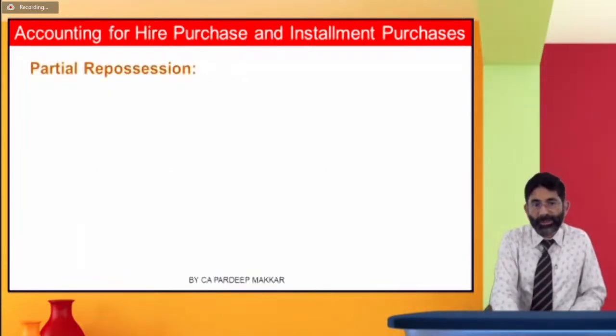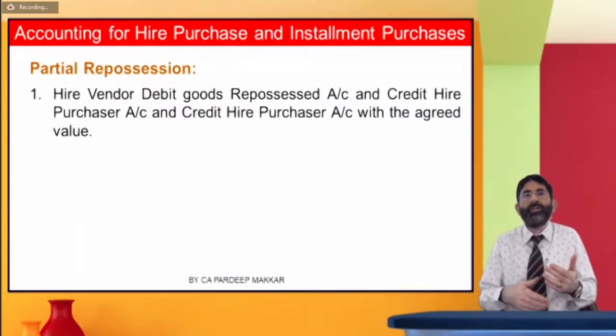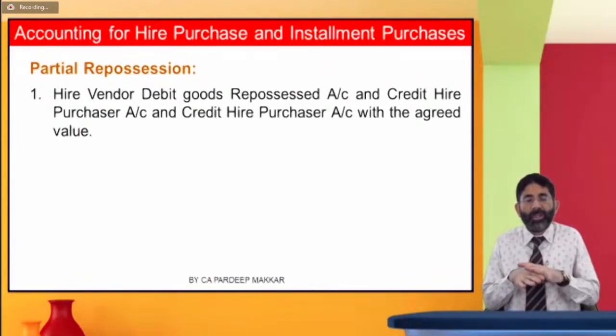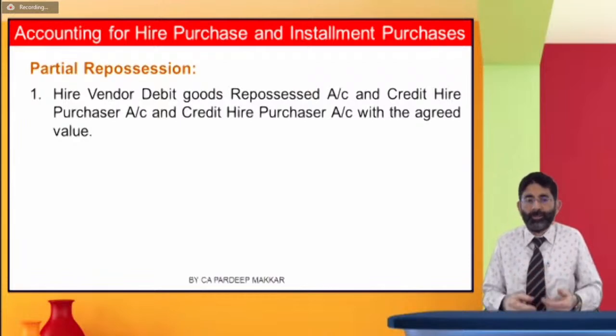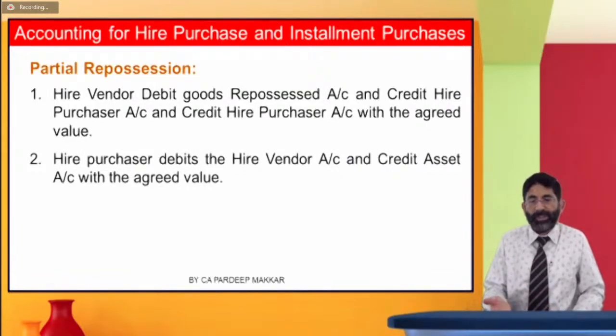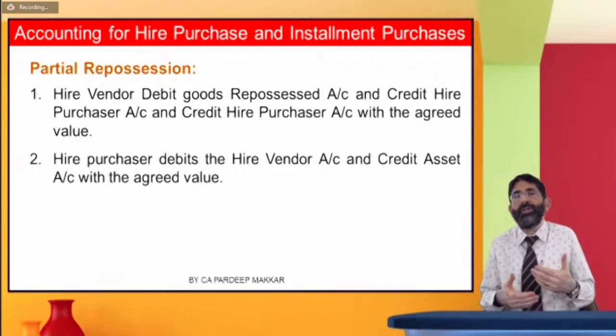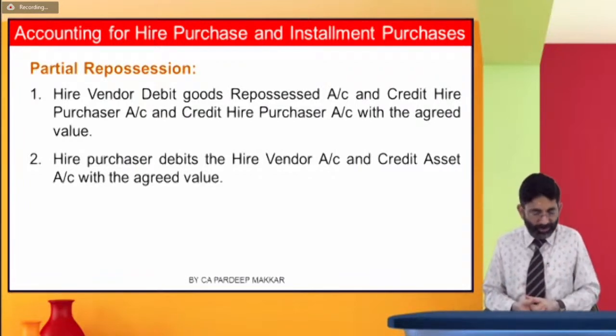In case of partial repossession, entries will also remain the same. The first entry will be the same, but the value may be different, because in complete repossession the accounts will be closed in full, but in partial repossession, accounts may continue. In case of partial repossession, the hire purchaser will also debit the vendor account and credit the asset account, but with the agreed value. Otherwise, in the previous case of complete repossession, he will do it with the outstanding amount. I will like to discuss it with you.